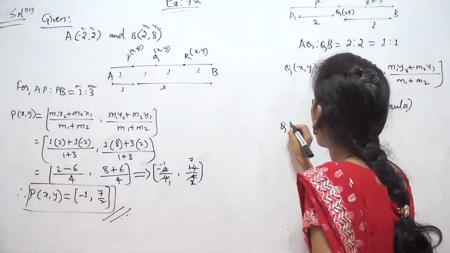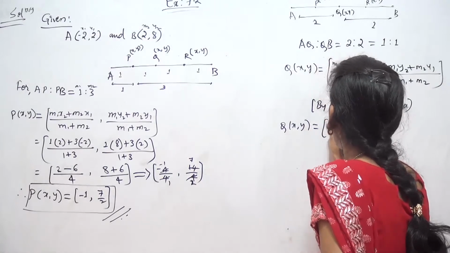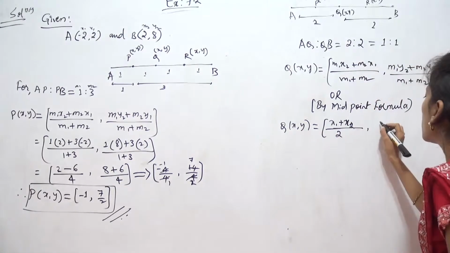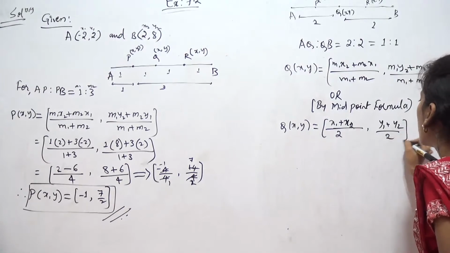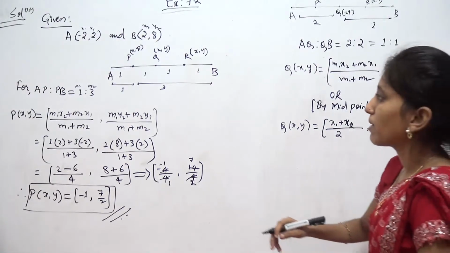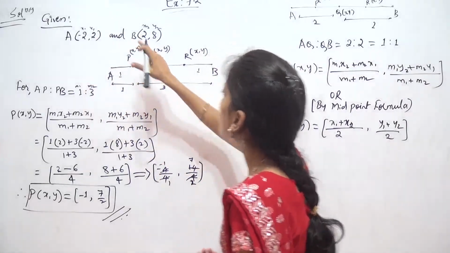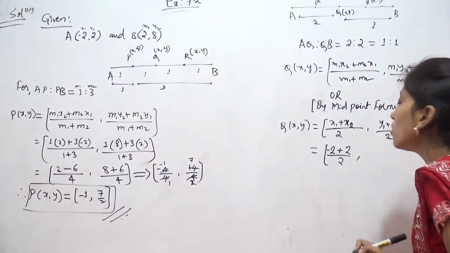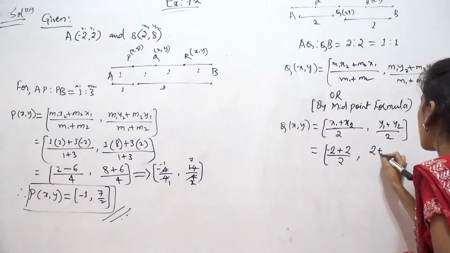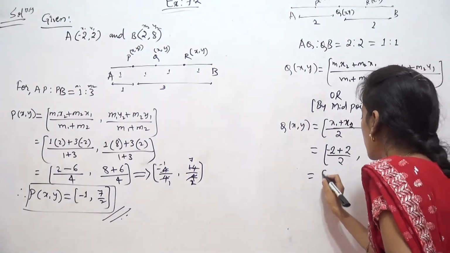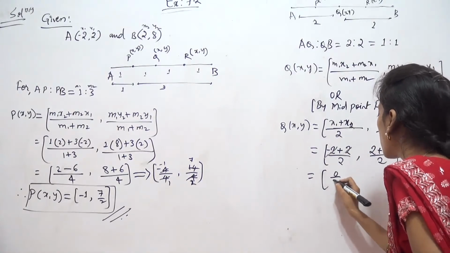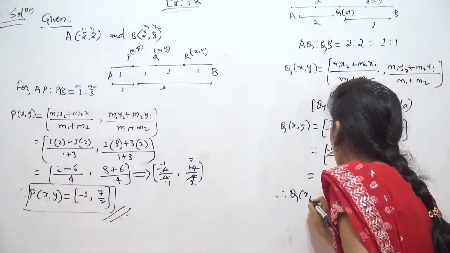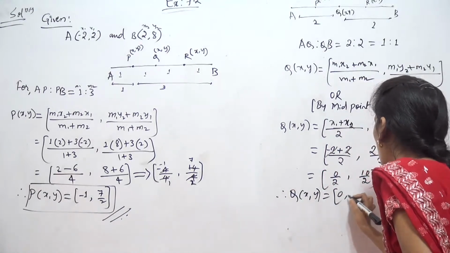You can take the midpoint formula as x comma y is equal to x1 plus x2 divided by 2, y1 plus y2 divided by 2. So what will be x1 plus x2? x1 is minus 2, x2 is plus 2. Write down minus 2 plus 2 divided by 2, and next 2 plus 8 divided by 2. So plus 2 and minus 2 get cancelled, what remains? 0 by 2, and this will be 10 by 2. Therefore the Q coordinates are 0, 5.